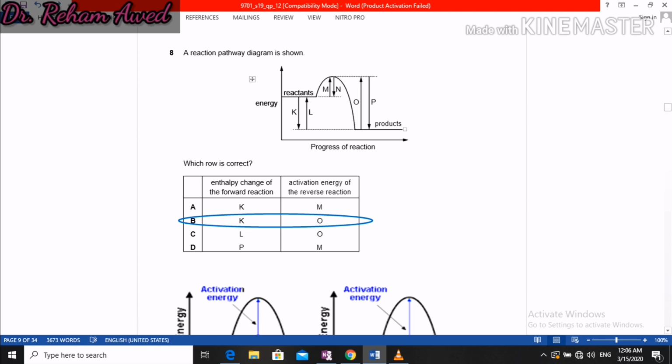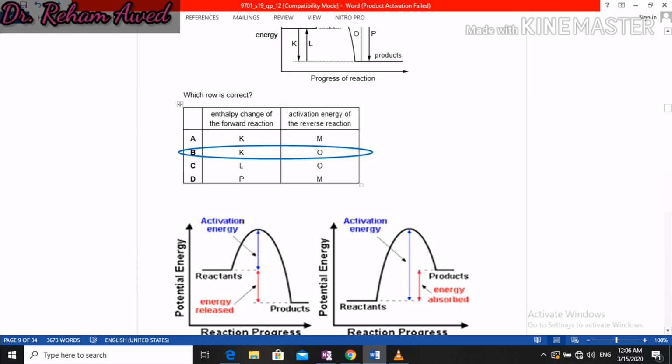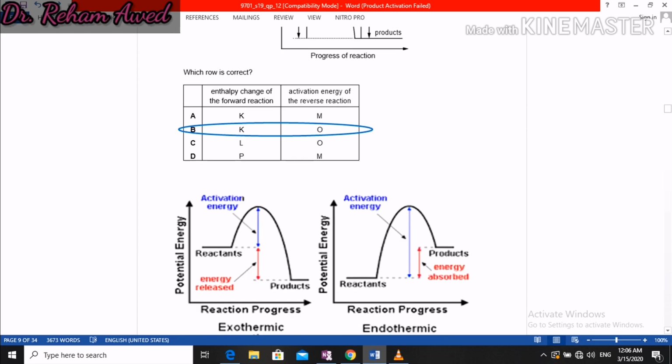But if we start to convert the products into reactants, if we start to go backward, we are talking about an endothermic reaction. Endothermic reaction means the energy of products is less than the energy of reactants. So, the particles need to gain an amount of energy equal to L plus M, equal to the O value. So, we can see this from the following diagram.